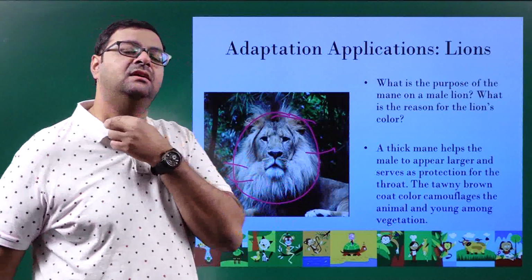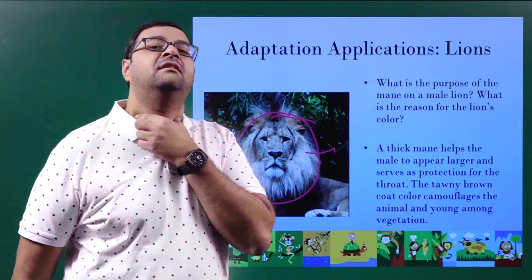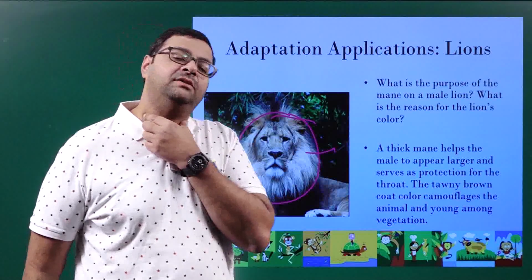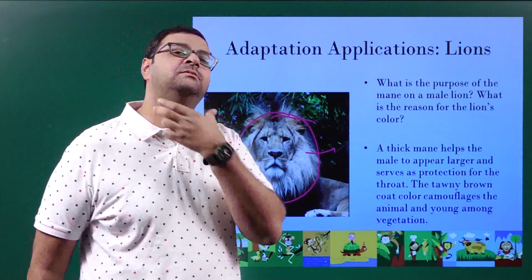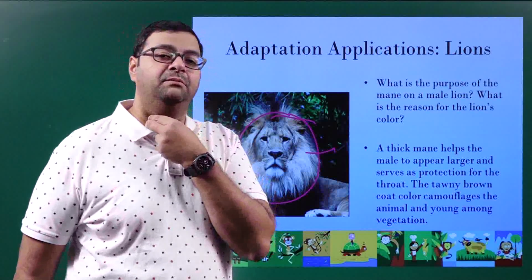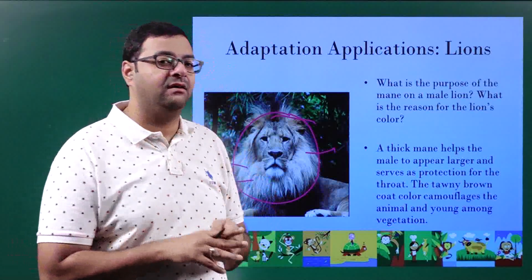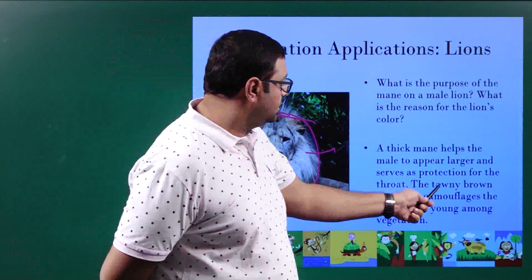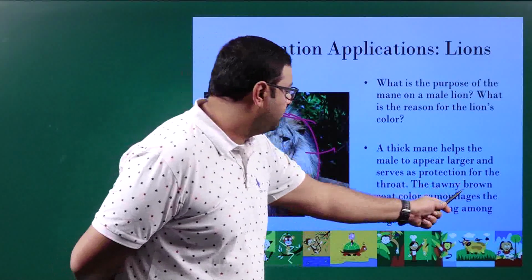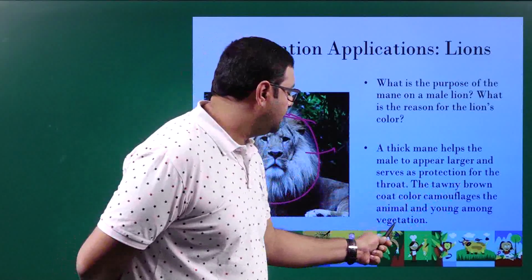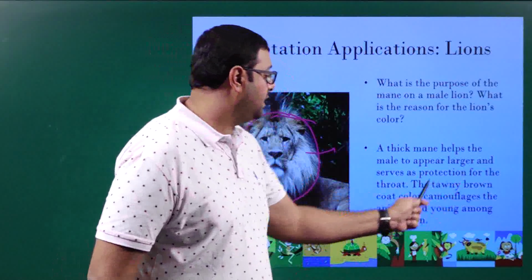Because it has a vein which is called the jugular vein. Every organism has it, even the lion. So most organisms try to attack the jugular vein because they can suffocate the animal. Next, the tawny brown coat color camouflages the animal and young among the vegetation.